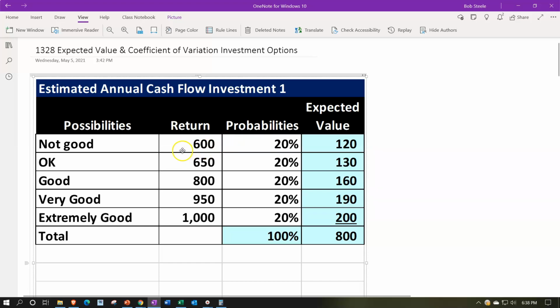So we're going to say it goes from 600 to 650 to 800 to 950 to 1,000 if it's going from not so good to very good. Then we're going to assign the probabilities. In this case, the probabilities we assigned evenly, 20, 20, 20, 20, 20.